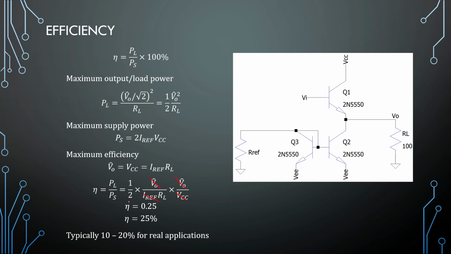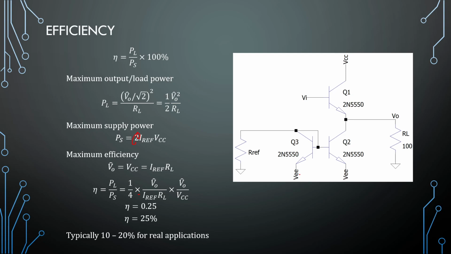and I missed a half somewhere. Oh, there. And this will be a quarter of the efficiency. Fixed. Sorry about that, I forgot to include it in here. So the efficiency of this will be 25%. 10 to 20% for real applications, since there will be more losses than what we included in here.